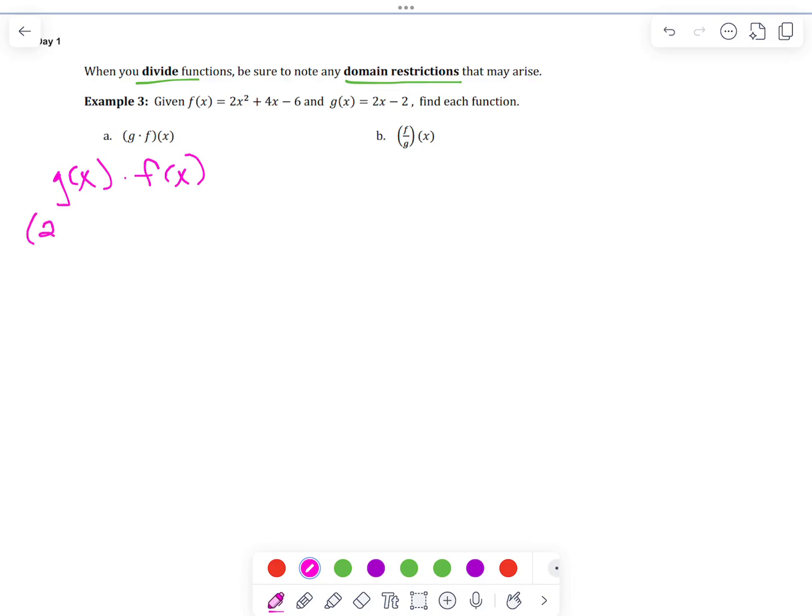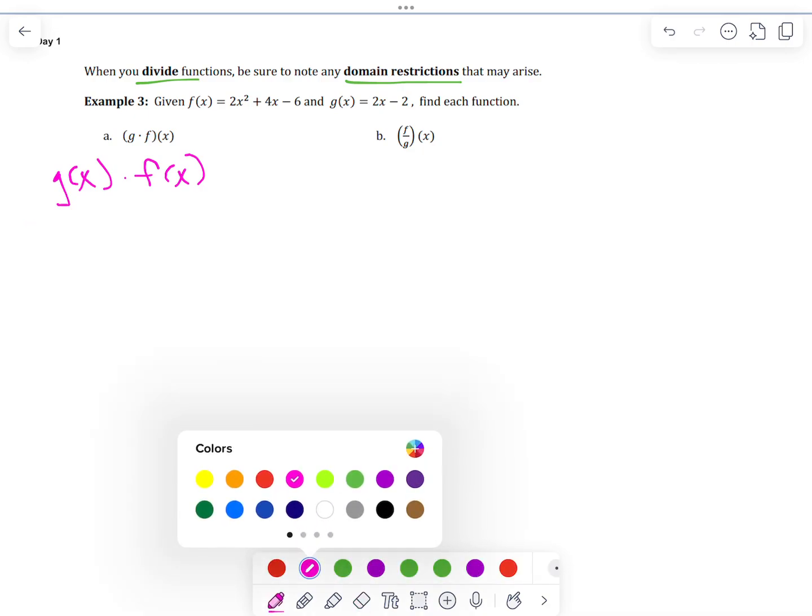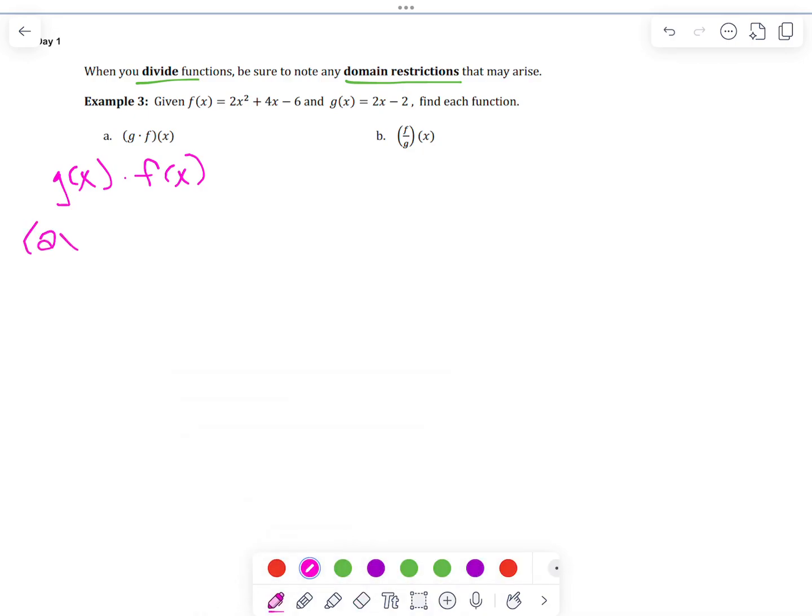So we have 2x squared plus 4x minus 6 times 2x minus 2. So we're going to multiply, wrong order, 2x minus 2 first, then our f of x.